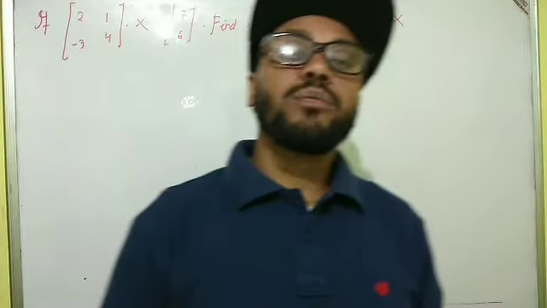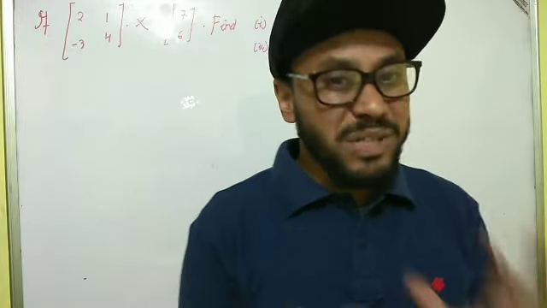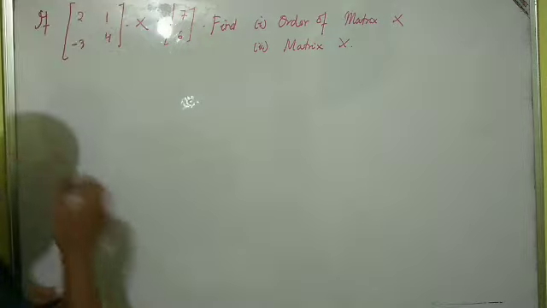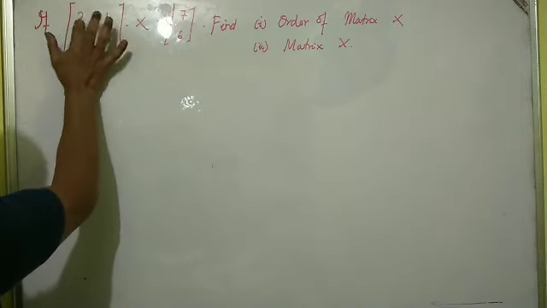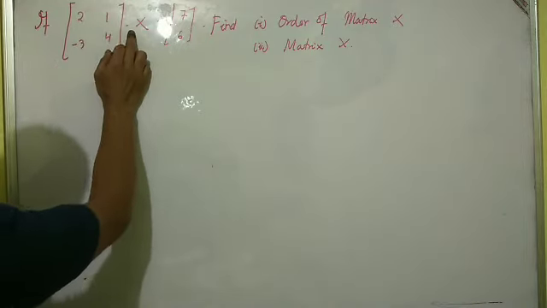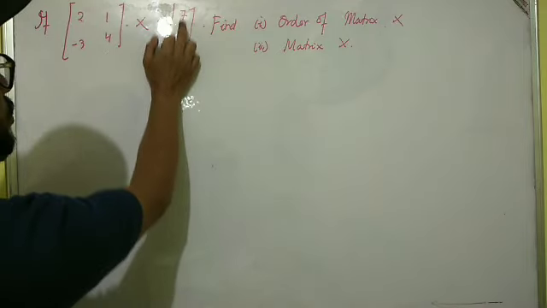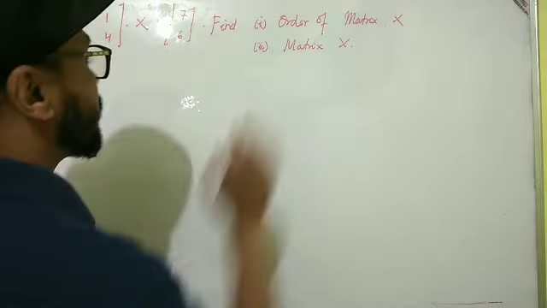Let's move on to the next example. This is a special type of sum. Now, if the matrix 2, 1, minus 3, 4 into x is equal to 7 and 6, find the order of the matrix x.